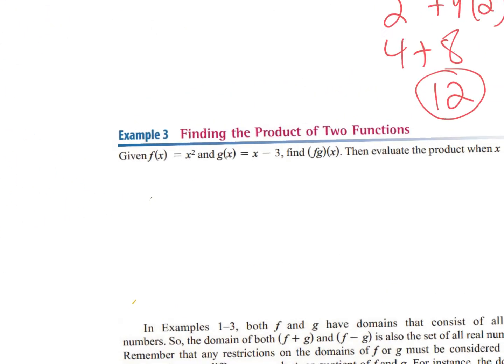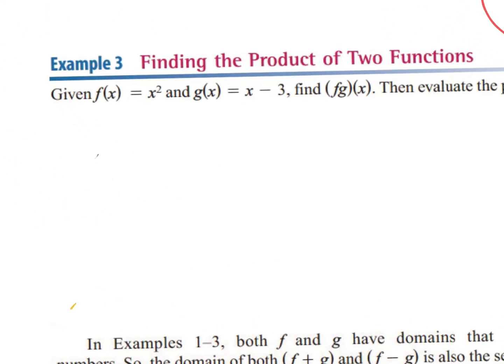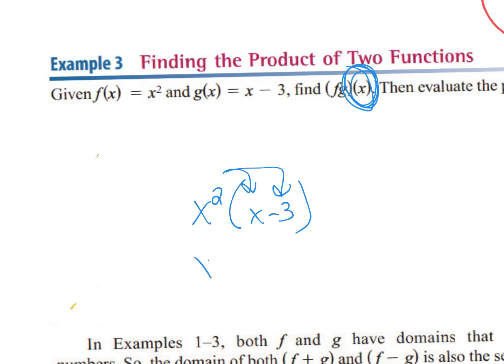All right, let's look at this. What are they asking me to do here? Multiply. Do you see how f and g are stuck next to each other? So literally, your f function, x squared, times your g function, x minus 3. I want my answer to be in terms of x. So you distribute, and I get x cubed, what? Minus 3x squared.